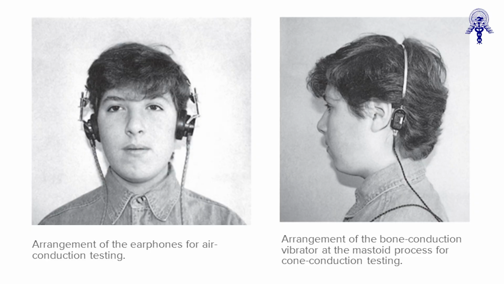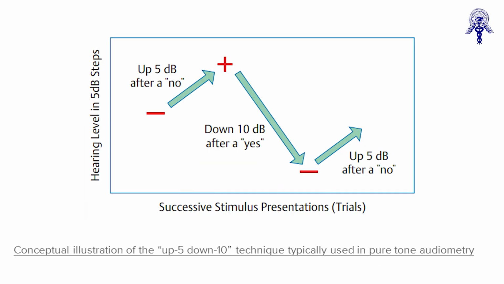We know where the air conduction testing headphone is placed, and the bone conduction. Bone conduction can be used over the mastoid process as well as over the forehead, and accordingly the symbols are also different. Symbols will vary according to the placement of the bone conduction headphone. We usually follow the 5 up, 10 down technique. What does that mean? 5 up, 10 down technique in Pierton audiometry.